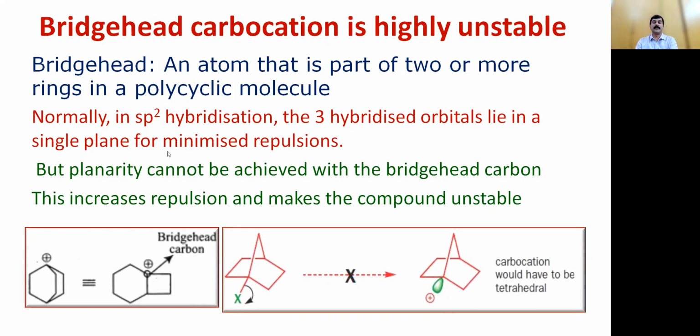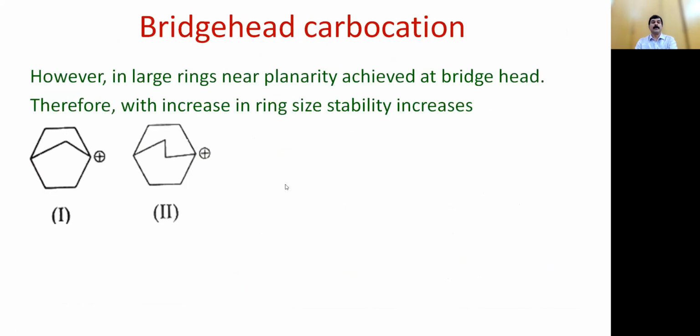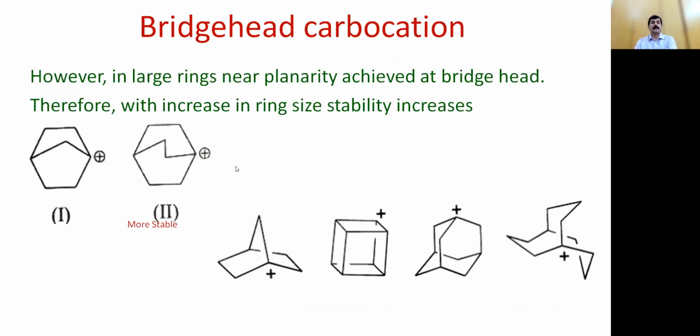However, if the ring size is more, the carbocation, that is the positive charge, could be formed. If you compare this and this one, this has a little bit more flexibility. So when you compare this and this one, this is more stable. This, in fact, is a corollary of Bredt's rule.